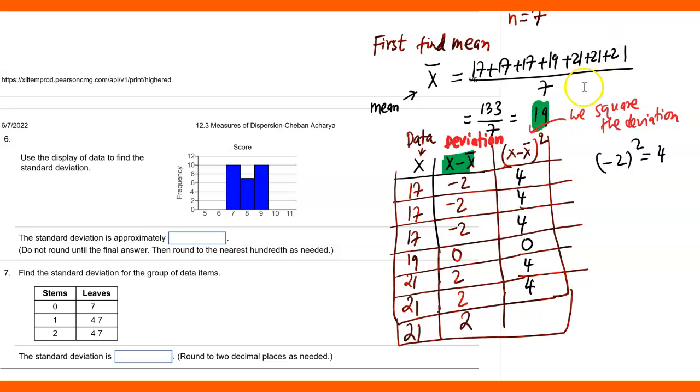And next column, what you have to do is you square the deviation, okay? Negative 2 squared is 4. Negative 2 squared is 4. Negative 2 squared is 4. 0 squared is 0. 2 squared is 4. 2 squared is 4. And 2 squared is 4. Okay, that's the next step.